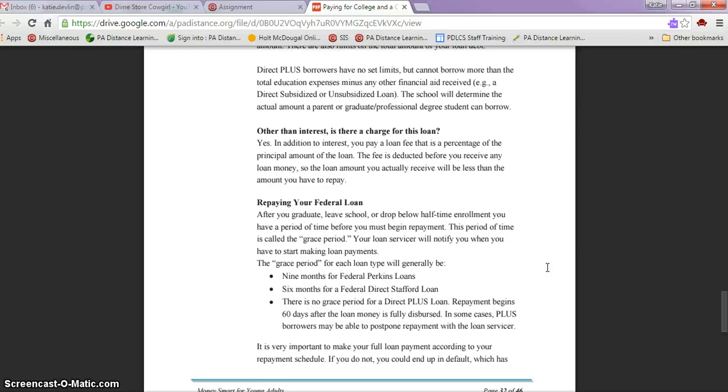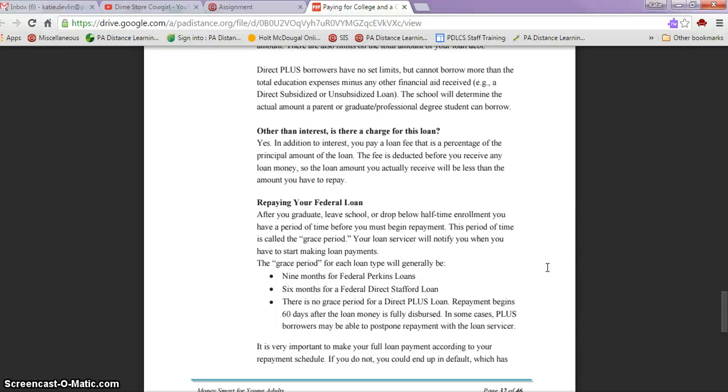Repaying your federal loan. After you graduate, leave school, or drop below half-time enrollment, you have a period of time before you must begin repayment. This period of time is called the grace period. Your loan servicer will notify you when you have to start making loan payments.